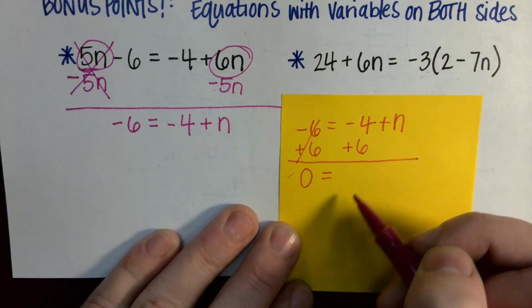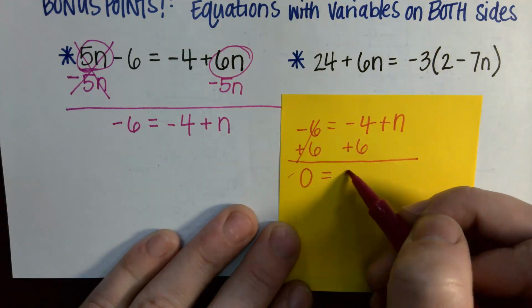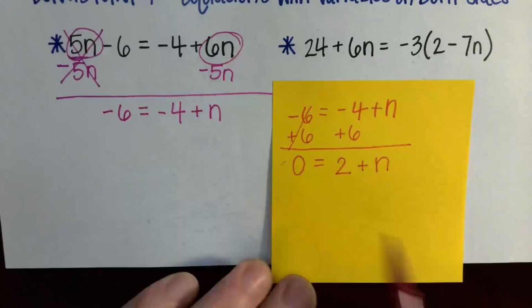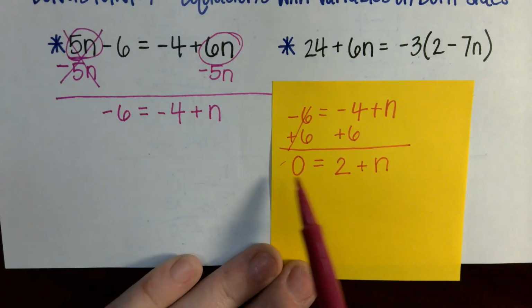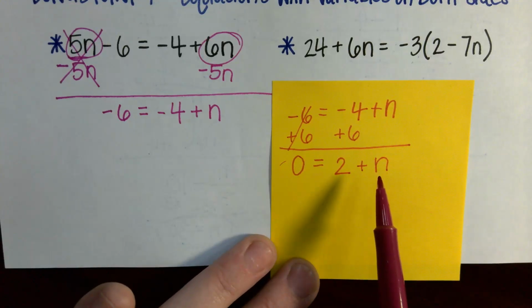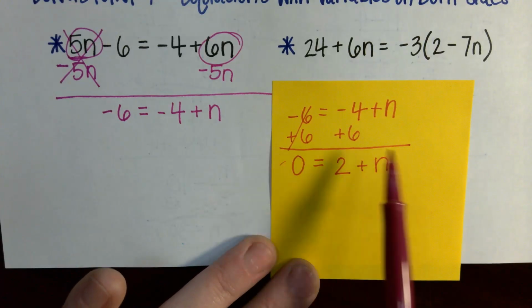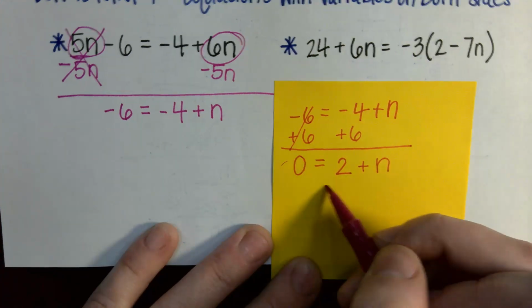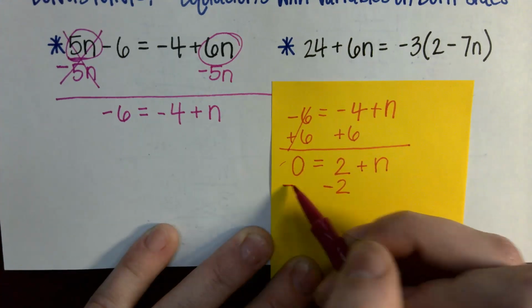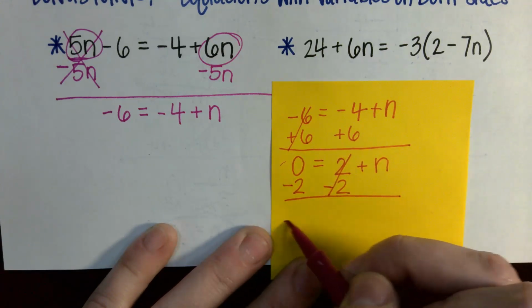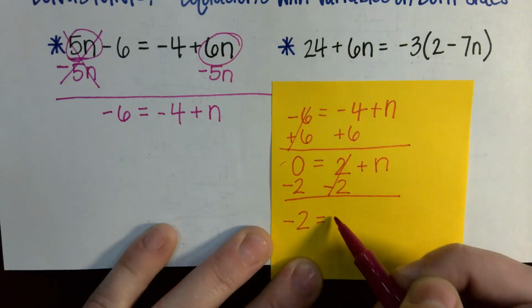What's that, guys? 2. Yeah, 2. Then I got to bring down my plus n. So now I have 0 equals 2 plus n. N is still not by itself. What would I need to do now? We would have to subtract 2 from both sides. That's right. So these would cancel, and I would get -2 equals n.